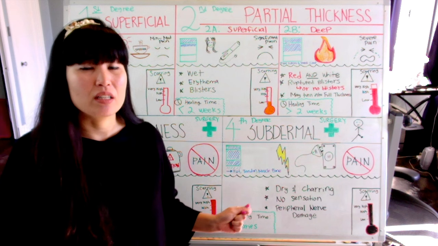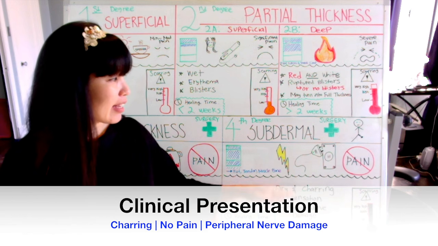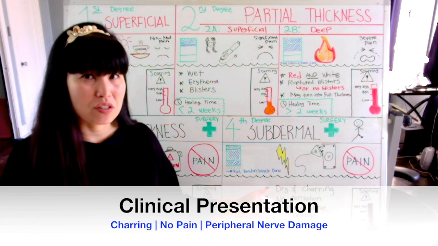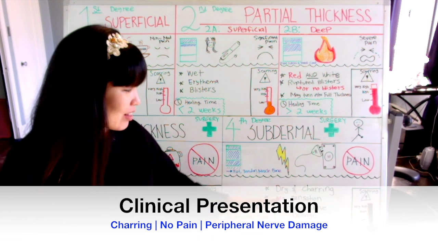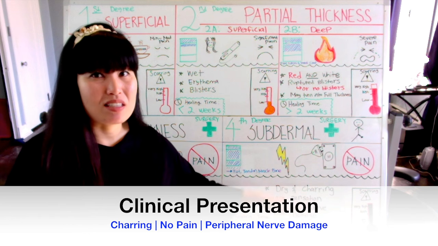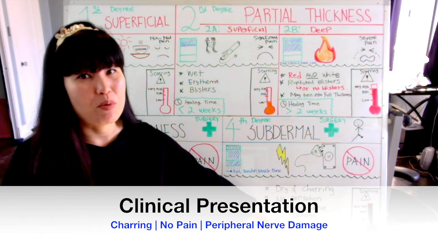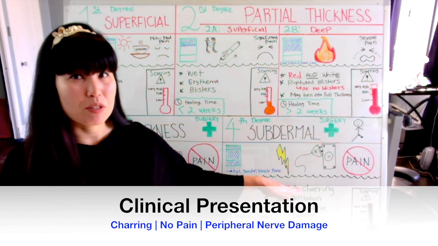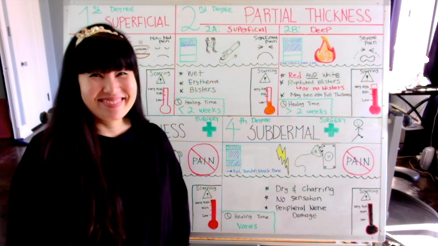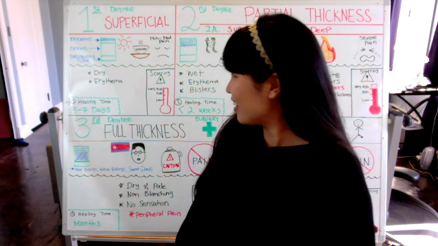Here, in terms of clinical presentation, you may see charring at this level, and again, like the full thickness burn, there's no sensation, so you're not feeling pain. And here, I put peripheral nerve damage. There will be significant peripheral nerve damage, and so that's an important one to note here for a subdermal burn. Okay? I think that's it. I hope I didn't miss anything here.